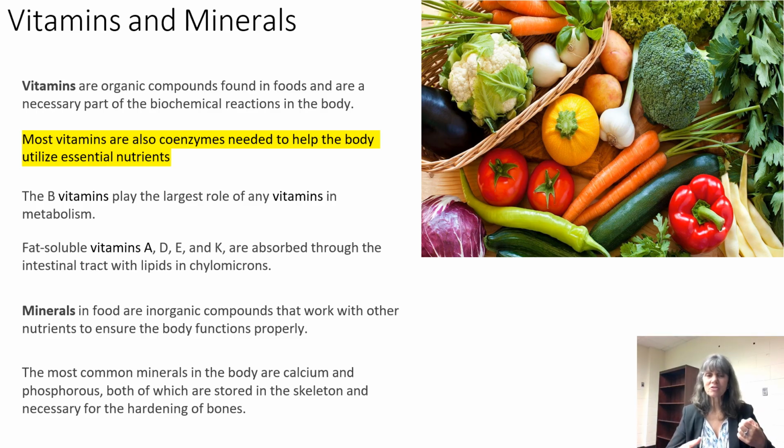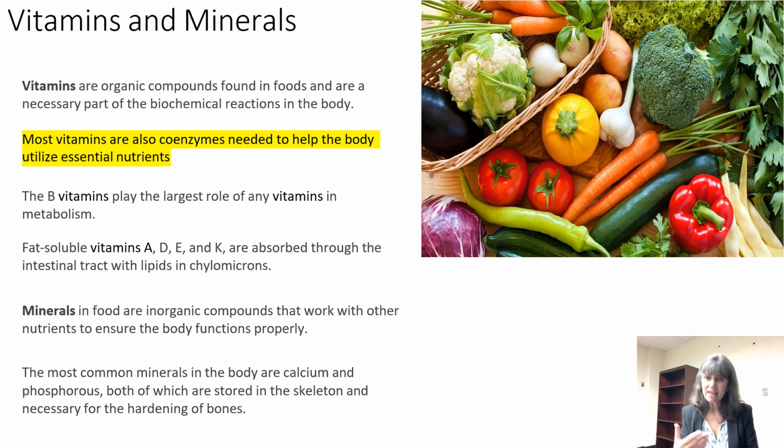The most common minerals in the body are calcium and phosphorus, both of which are stored in the skeleton as hydroxyapatite, so they're necessary for bones to be hard. Collagen keeps bones strong, minerals make it hard, and we need water-soluble vitamins, like I mentioned, B vitamins.